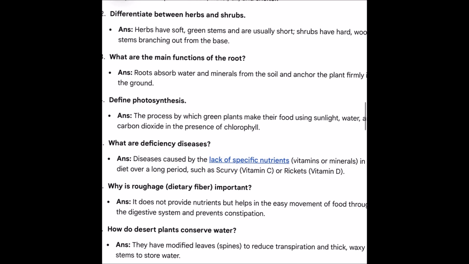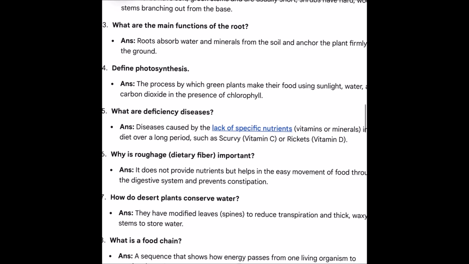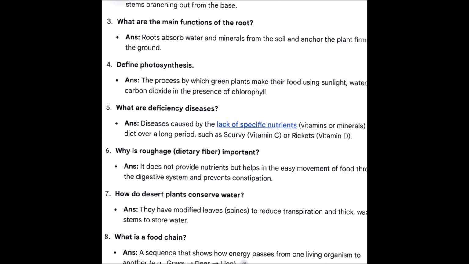Answer is, diseases caused by lack of specific nutrients. Nutrients can be vitamins or minerals in the diet; lacking them over a long period of time causes deficiency diseases. And the example can be scurvy, which is caused by deficiency of vitamin C, or rickets, which is caused by deficiency of vitamin D. Question 6 is, why is roughage important?